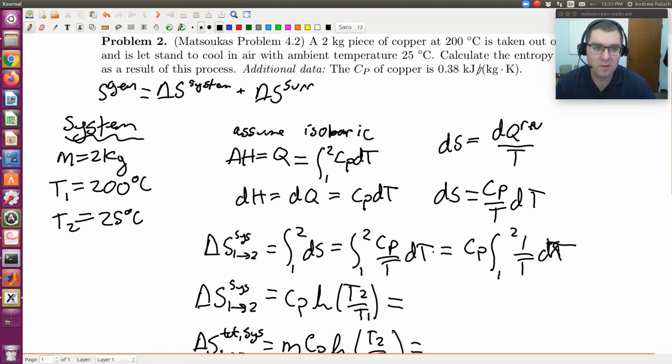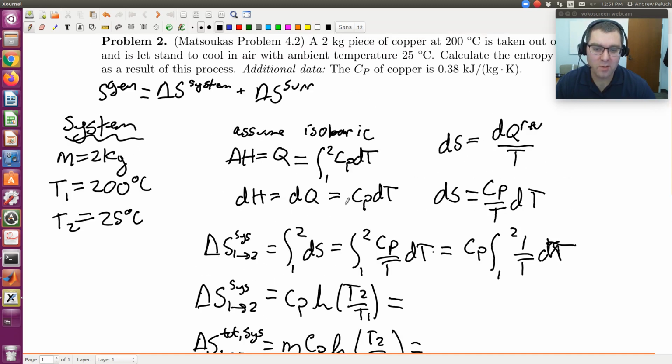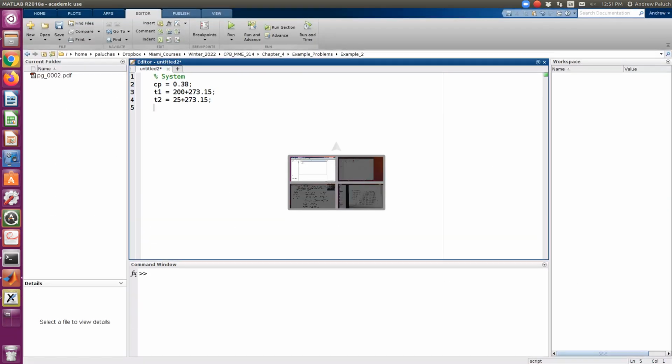Cp is in kilojoules per kilogram Kelvin, so that's going to dictate my units of S as I calculate it here. When I calculate delta S, the log ratio of temperatures is dimensionless, so its units are that of Cp. So the extensive value, when I multiply it by mass, I'll get kilojoules per Kelvin. Mass is in consistent units as here.